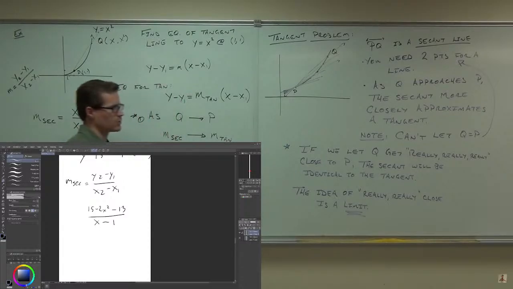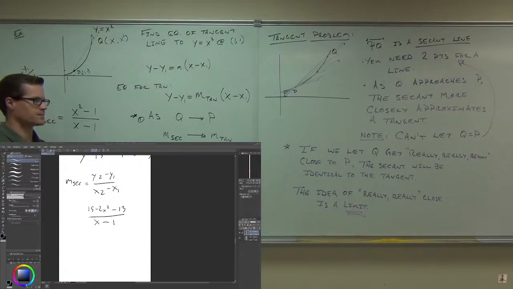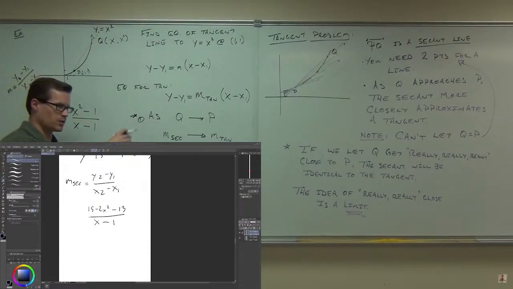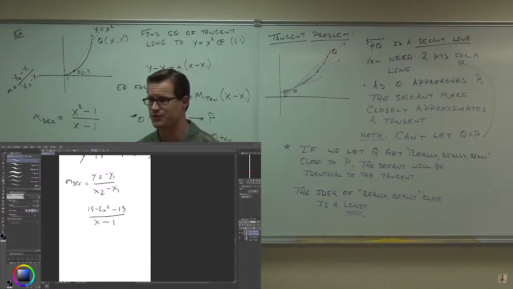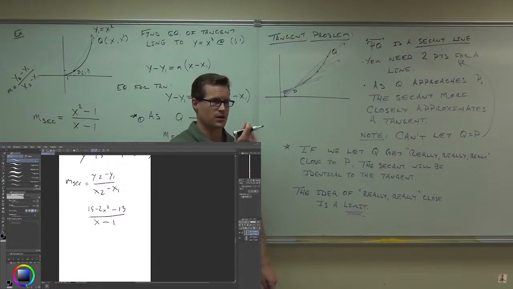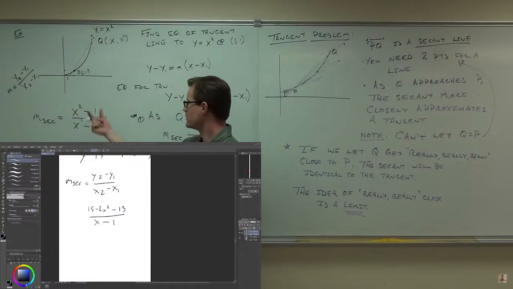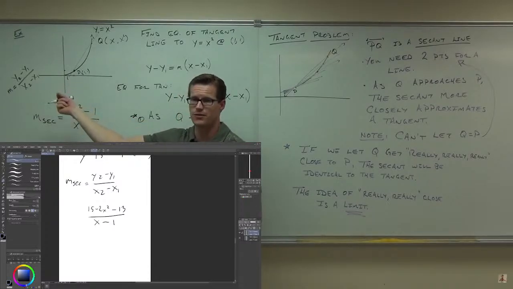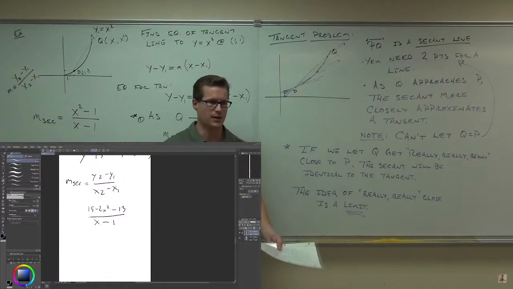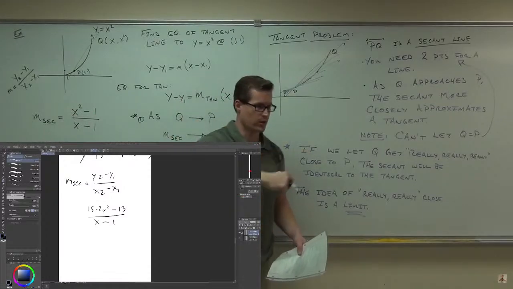This is why Q can't equal P. If you try to find the slope of the secant at that point, move Q all the way down and then plug in the x coordinate, if it's the same thing, you're going to get something that's undefined, because you're trying to find a difference between points that don't exist, a difference that doesn't exist. There's no difference in the x-axis. That would mean you're dividing by 0. You get something that's undefined. You get an undefined slope. That's a bad thing. So we can't let Q get all the way to P.